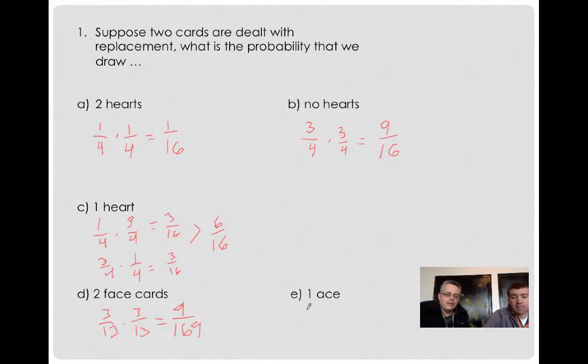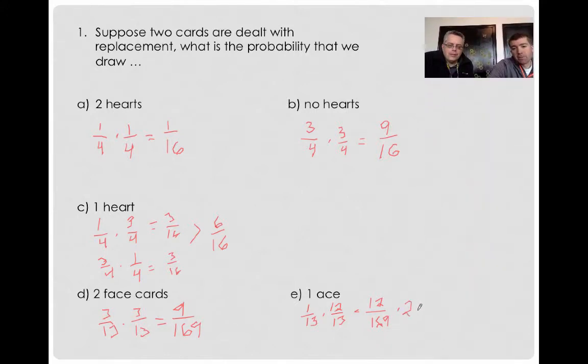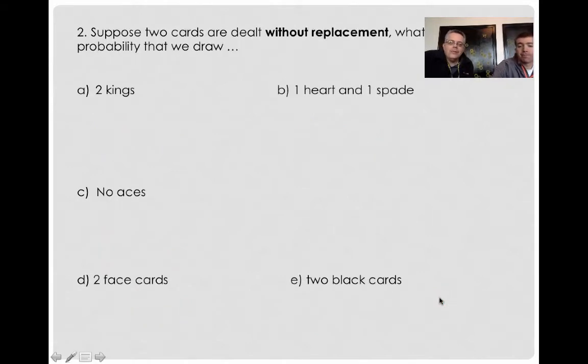Cool. 1 ace. Here we go. There are 2 possibilities. Let's do the first card's an ace, so 1 out of 13, times the second one is not, which would be 12 out of 13. The easy way to do this would be times 2. 12 out of 169, and then just multiply that by 2, because there's 2 ways of getting that. That would be 24 over 169. Boom. Cool.